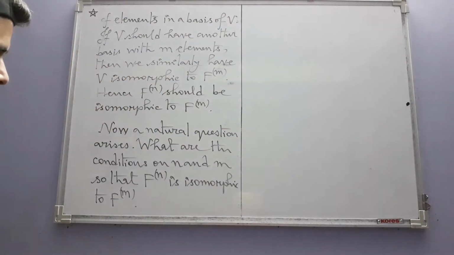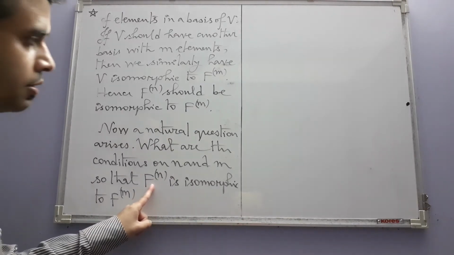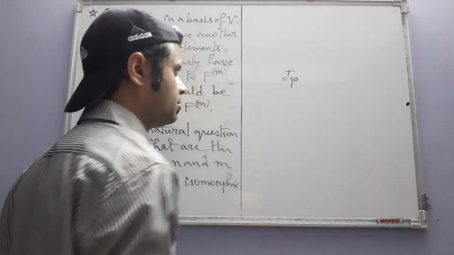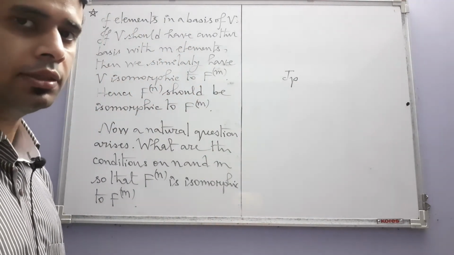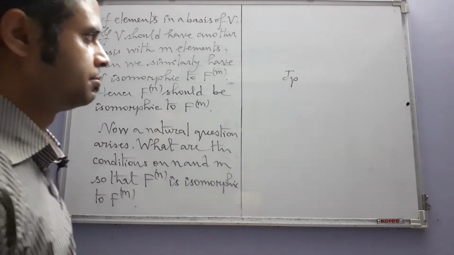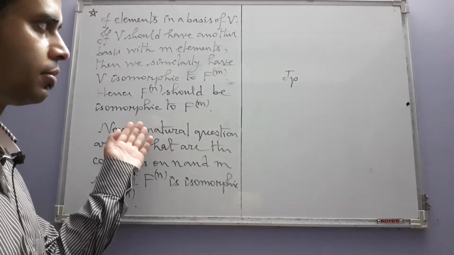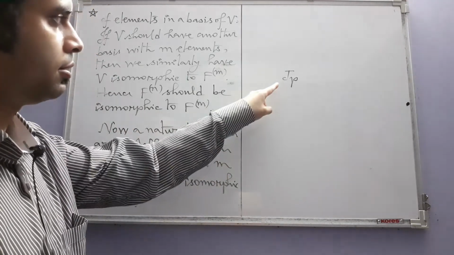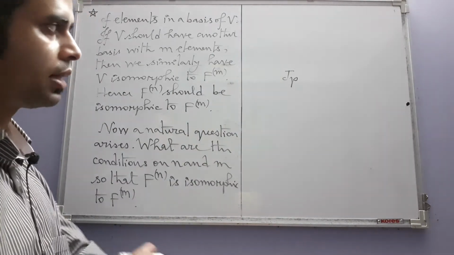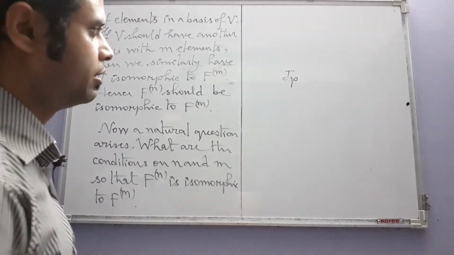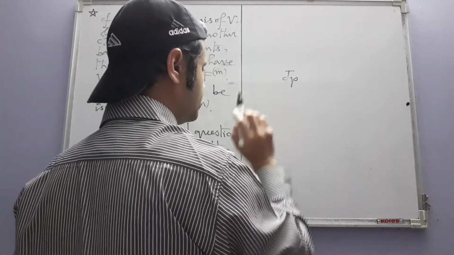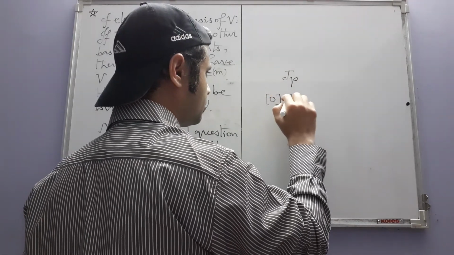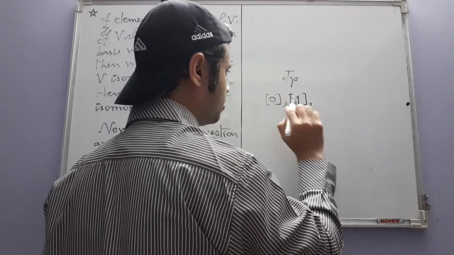Let us take the special case where this field F is the field of integers modulo P, where P is a prime. We know from our results on ring theory that this is a field. If P is a prime, then this system is a field. Recall that this consists of all the congruence classes modulo P.